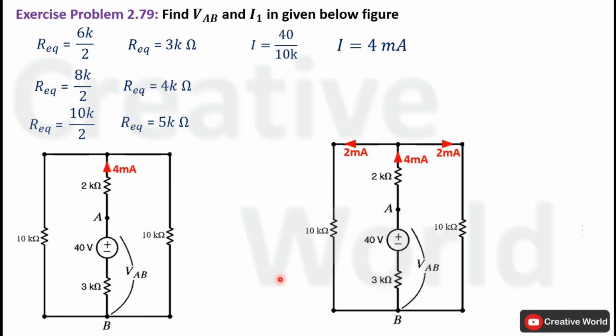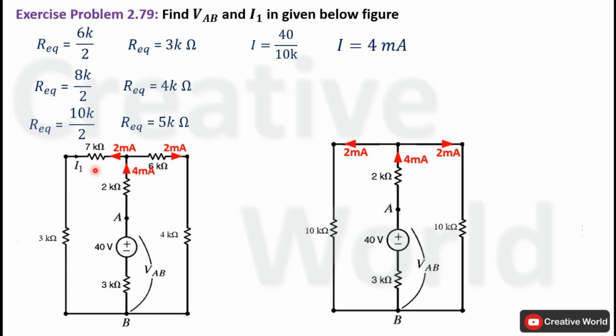Now if we remember, this 10 kilo ohm resistance was the combination of 3 kilo ohm and 7 kilo ohm connected in series. Similarly, this 10 kilo ohm was the equivalent resistance of 6 kilo ohm and 4 kilo ohm connected in series. So we can replace these two resistances with their corresponding resistances in original form. Modify the circuit. In this network, the value of current I1 will be 2 milliampere because of the same branch.